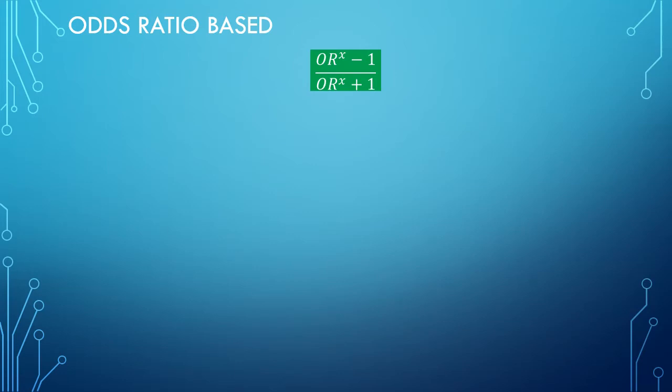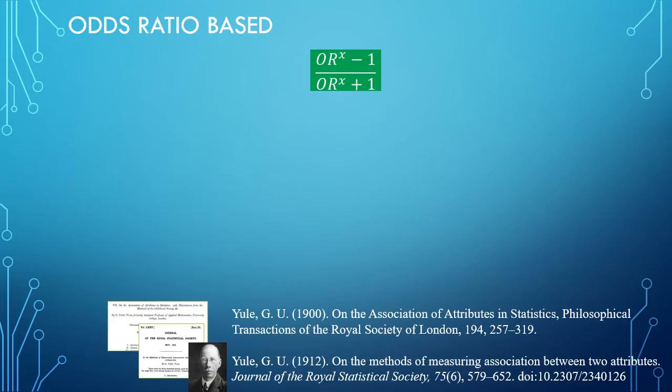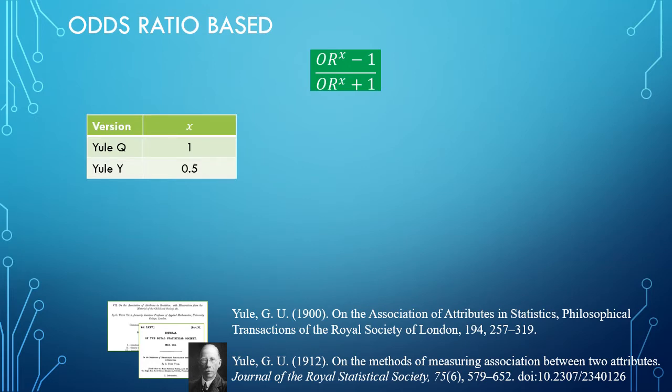So it was Yule who actually had a Yule Q and a Yule Y. If x is 1, so the power is simply 1, then you get Yule's Q, and if you take the square root of the odds ratio, in other words raise it to the power of a half, you get Yule's Y. As mentioned earlier, I do have a separate video, or will actually soon make a separate video on Yule's Y.